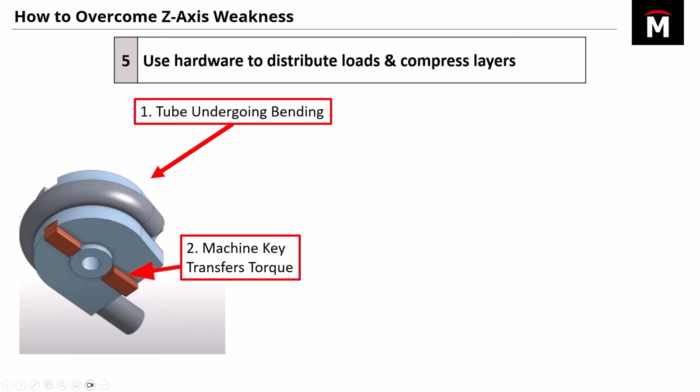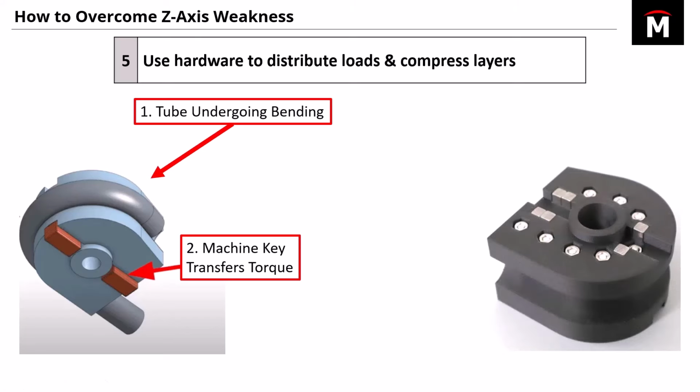There were two major concerns with this thing. The first one is that when the tube is being bent, the pressure of the tube against the 3D print would split it in half along these layers. The second concern is that this piece in orange here are machine keys, connected to a motor that transfers torque into this whole thing so it rotates. So there's a concern that it would shear and split the layers somewhere along where the machine keys meet the part. But they were able to overcome both of these things using off-the-shelf hardware.